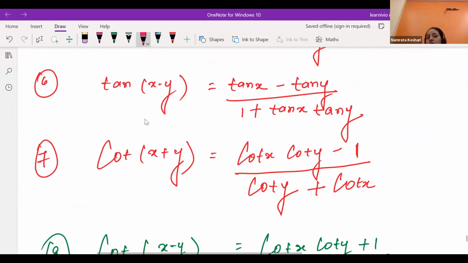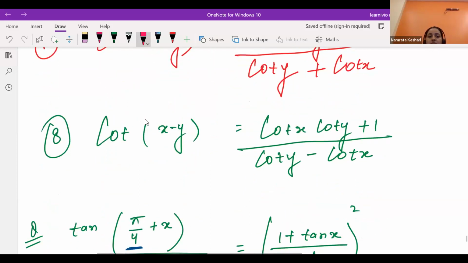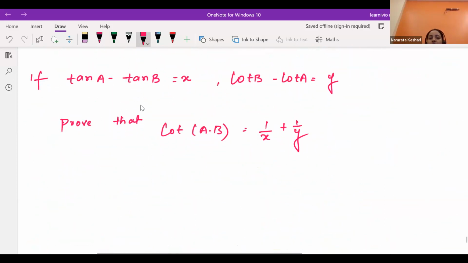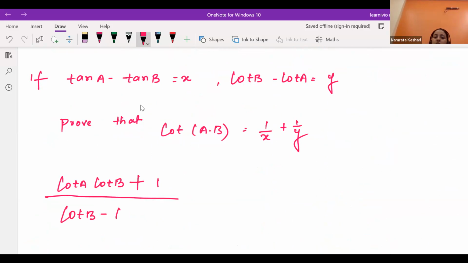So I'm showing you the formula. The formula for cot(x plus y) was (cot x cot y minus 1) by (cot y plus cot x). Here A minus B is there, so can we use the formula? Cot A cot B plus 1 by cot B minus cot A. Yes or no, Ali and Alina? Yes, ma'am.